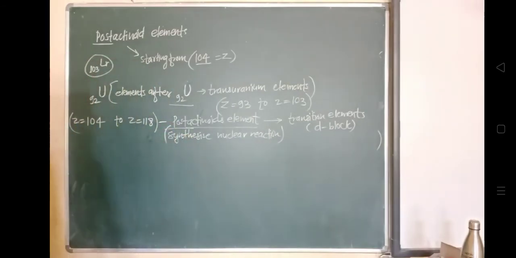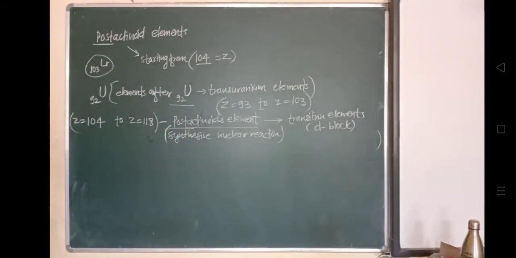Now, the question that will come to your mind is why it is difficult to study their chemistry. The reason is that their half-life is very short. As their half-life is very short, we cannot study these elements. So, due to their short half-life, the half-life is very little.